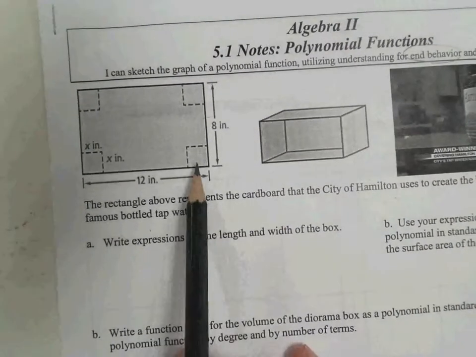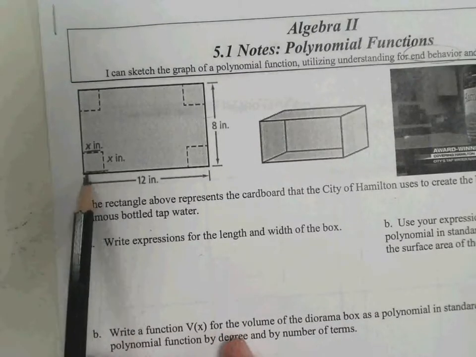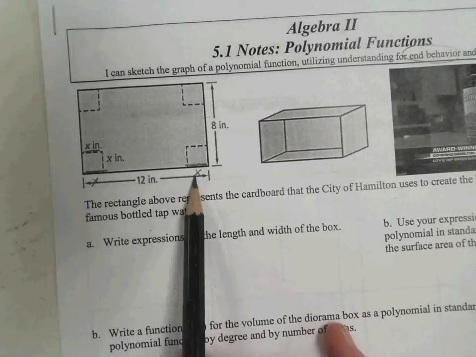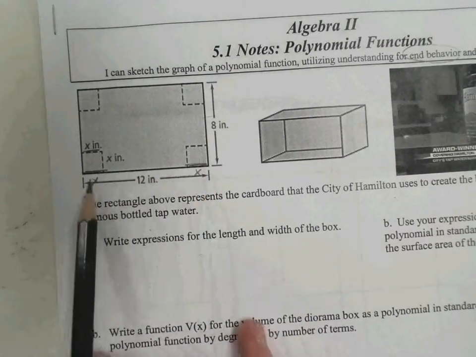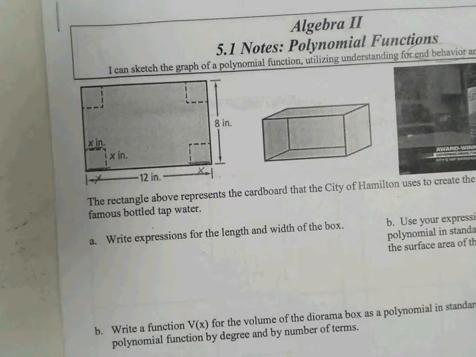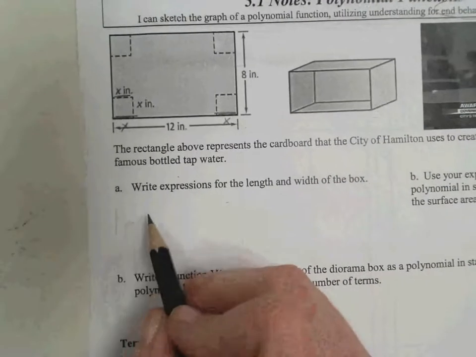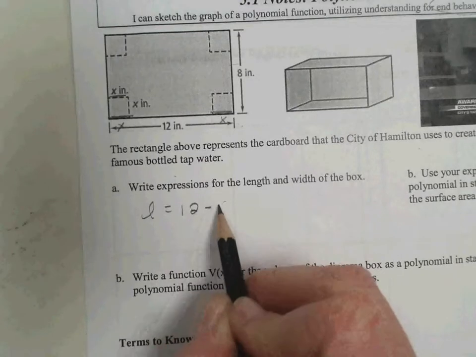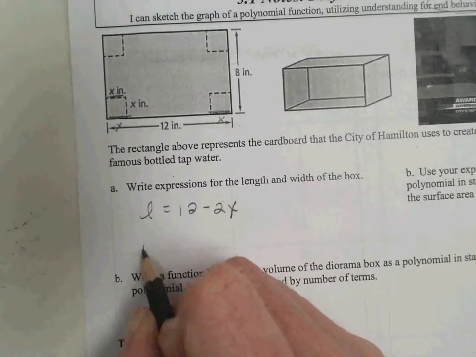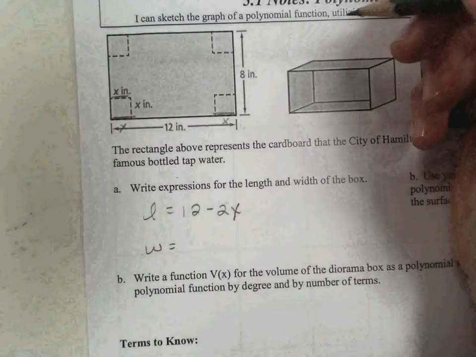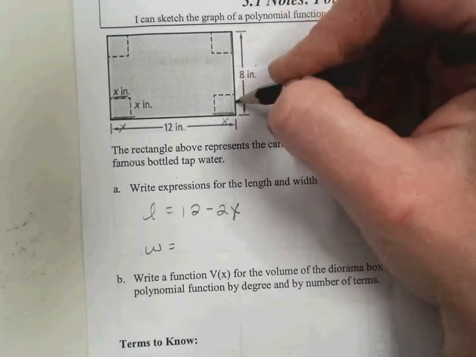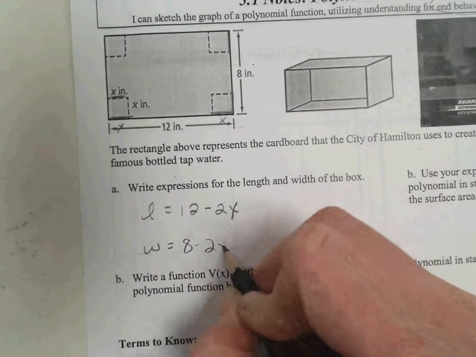So keeping in mind that it tells us right here the length of this right here is x. So the length right here is also x. And the entire length of the box is 12. So if we're going to find out the length when we fold it all together, the length would be 12 minus 2x. And then the width, similarly, looking here, would be 8 minus x here and x here. So 8 minus 2x.